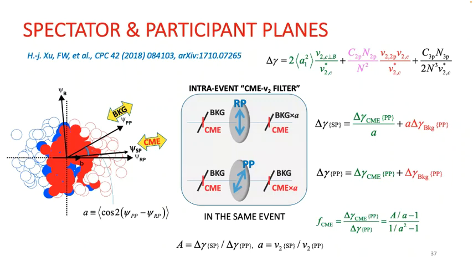And this is just the relative measurement of delta gamma with respect to these two planes. And of course, if this is 1, then you don't have signal. And if it's above 1, that means that you have signal. Okay.